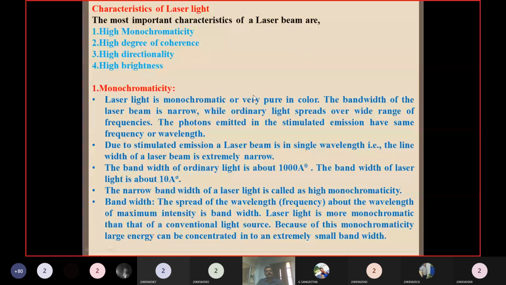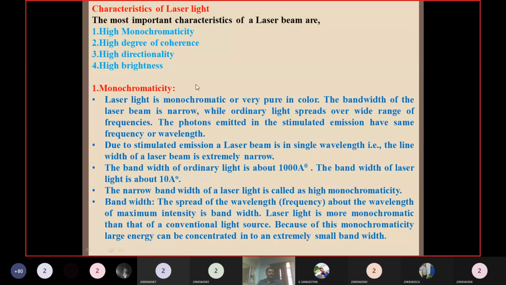Now coming to the characteristics of laser. The first characteristic is high monochromaticity. The second one is high degree of coherence. The third property is high directionality, and the fourth property is high brightness. These are the main properties of the laser, compared to ordinary light. These are the major characteristics of laser light. The first one is high monochromaticity.